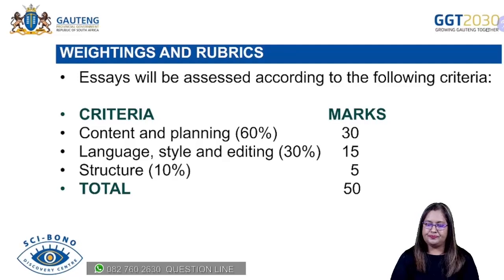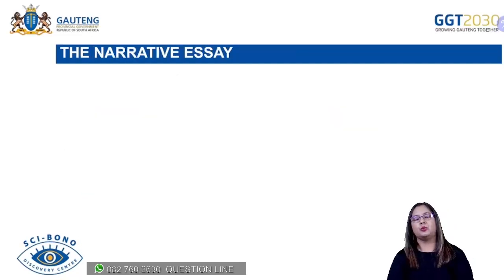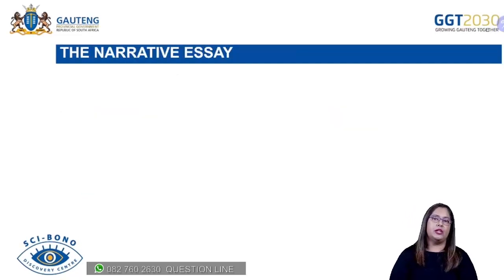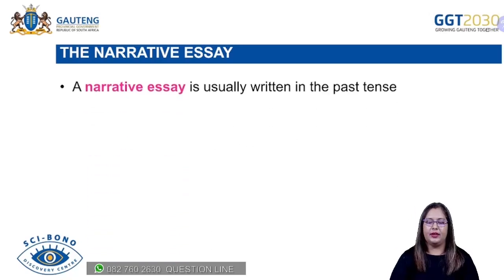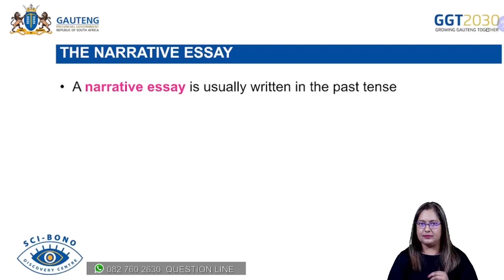All right, let's go to the next one. And now we're going to discuss each of the types of essays in as clear a manner as possible. So the first type of essay we're looking at is the narrative essay. And the narrative essay is usually written in the past tense.